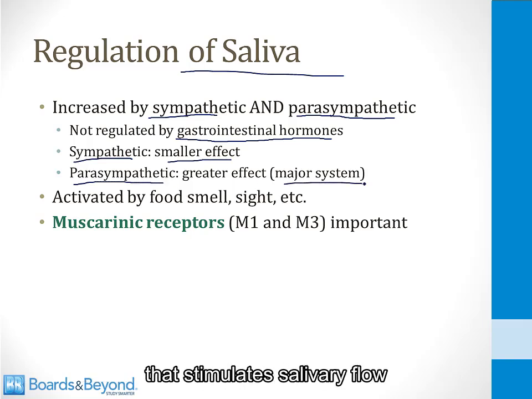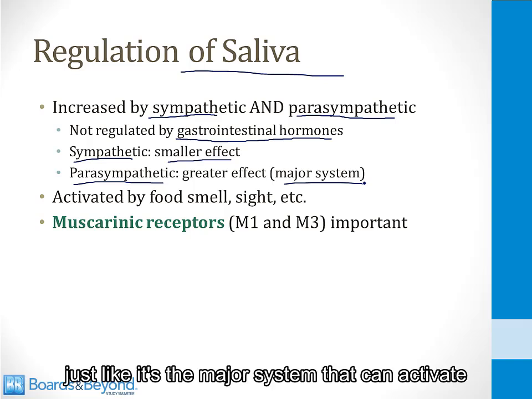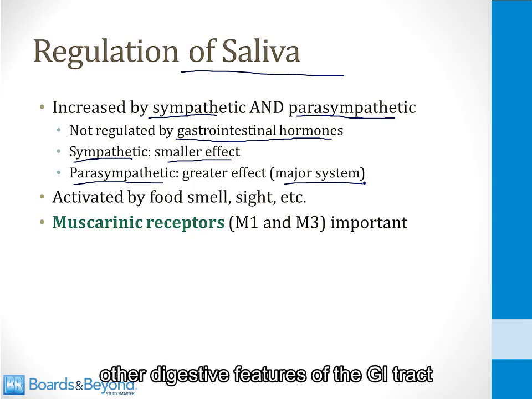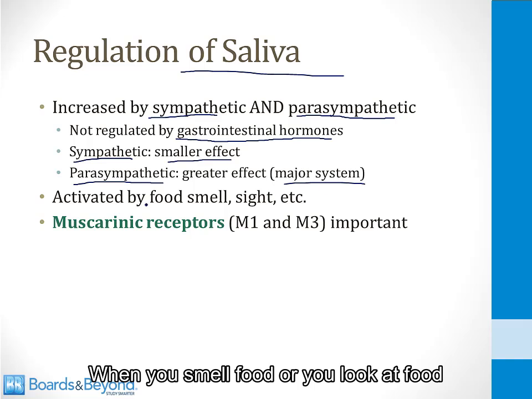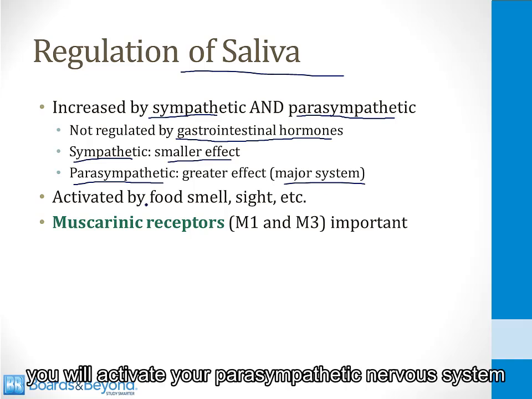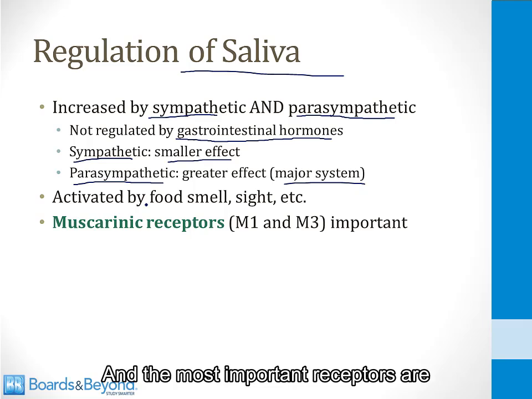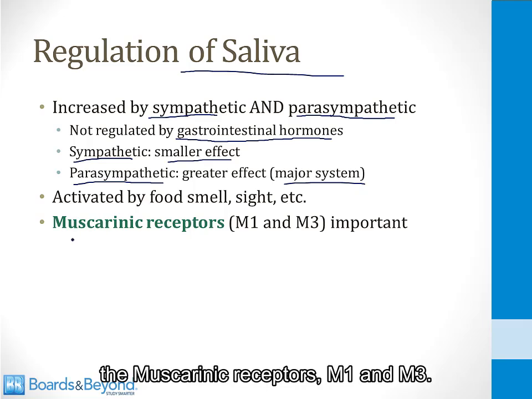This is the major system that stimulates salivary flow, just like it's the major system that can activate other digestive features of the GI tract, like acid secretion and hormone secretion. When you smell food or you look at food, you will activate your parasympathetic nervous system, and that will get saliva flowing. And the most important receptors are the muscarinic receptors M1 and M3.